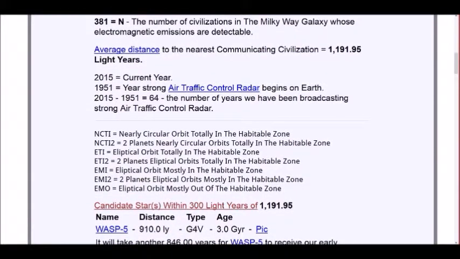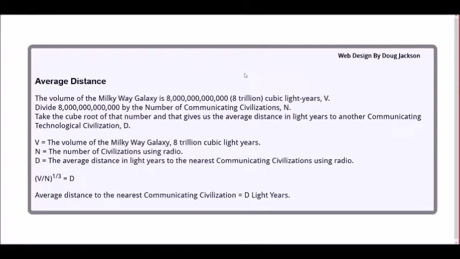We're estimating that 381 civilizations in the Milky Way exist whose electromagnetic emissions are detectable, and the average distance to the nearest communicating civilization would then be 1,191 light years. Here's how we arrive at average distance. Take the volume of the Milky Way galaxy, divide that by n, the number of civilizations using radio, and cube root that to get d, the average distance.